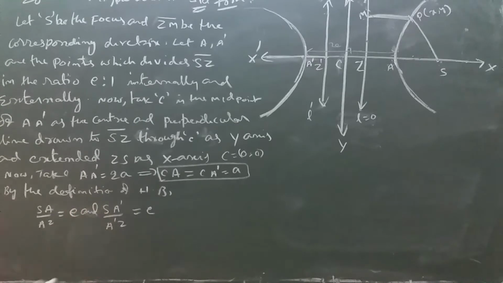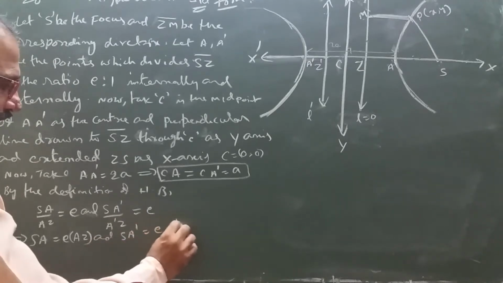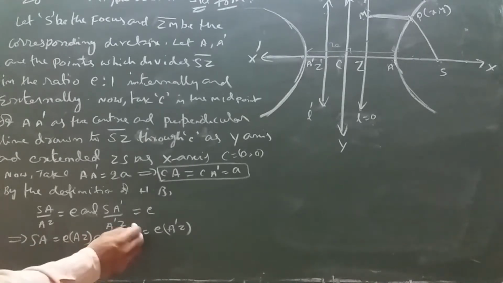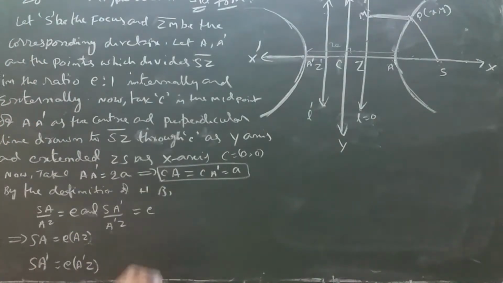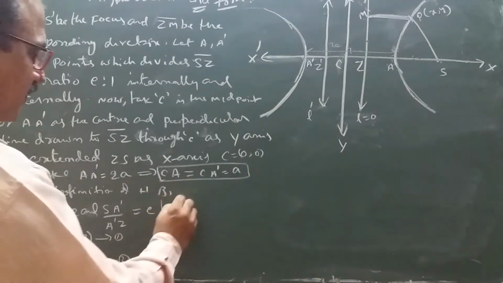And we will separately do it. That implies SA is equal to E into AZ, and SA dash is equal to E into A dash Z. Call this equation 1 and this equation 2. Now we will take 1 plus 2.